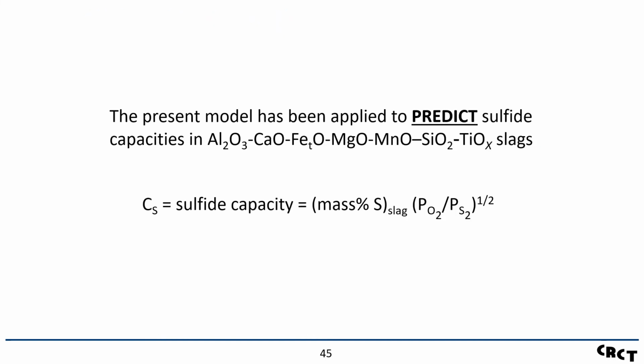The present model then predicts the sulfide capacity. We're adding no additional terms to this, just the Gibbs energies of the pure components and the Gibbs energy from the oxide, binary calcium oxide, and so on system. We use this to predict the sulfide capacities. Just to jog your memory, the sulfide capacity of a slag is defined as the mass percent of sulfur in the slag times the ratio of the applied oxygen and sulfur pressures to the 1/2 power. These can be given by fixing the actual gas phase or by fixing other phases, metallic phases, and so on.